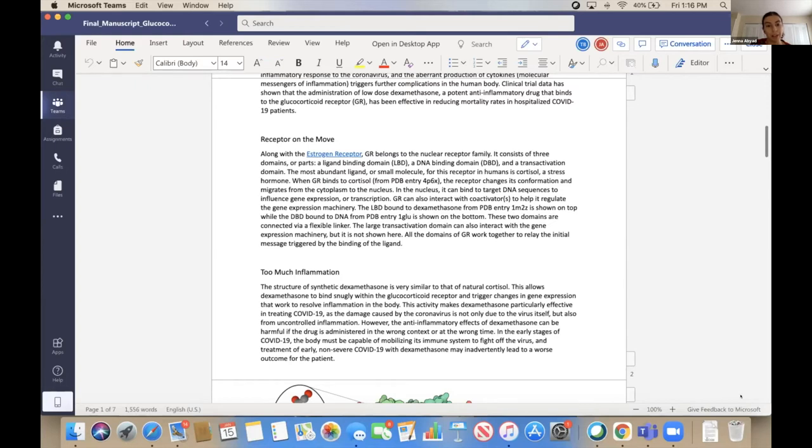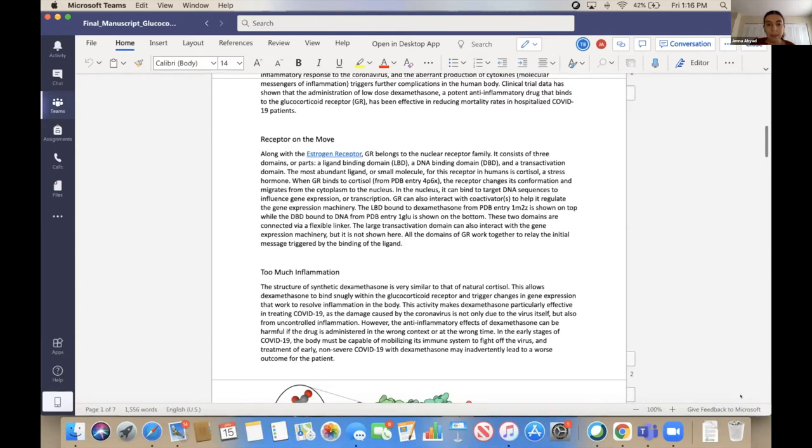When GR binds to cortisol, the receptor changes its conformation and migrates from the cytoplasm to the nucleus. In the nucleus, it can bind to target DNA sequences to influence gene expression or transcription. GR can also interact with coactivators to help it regulate the gene expression machinery.